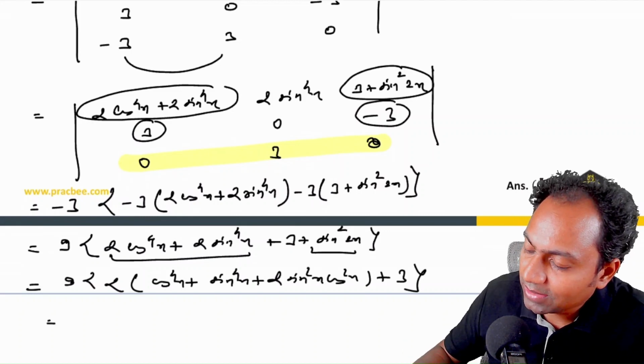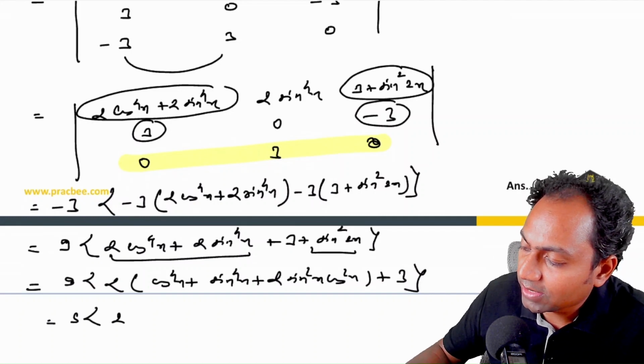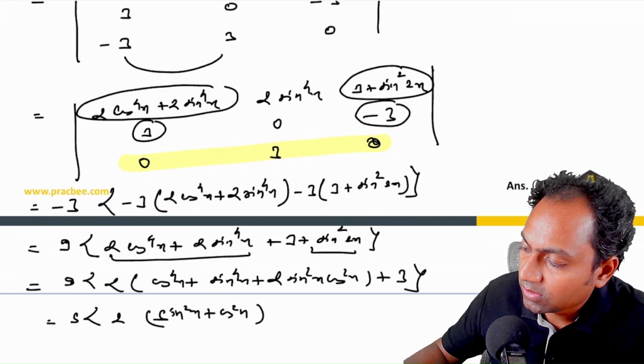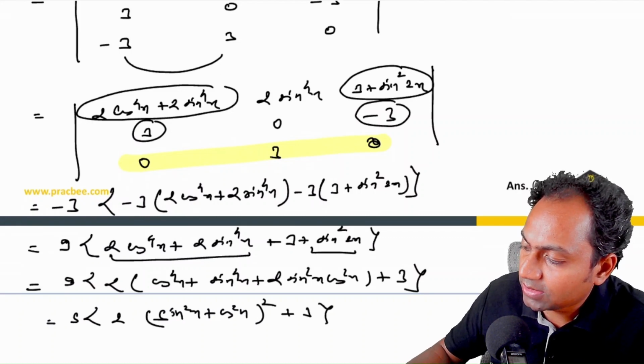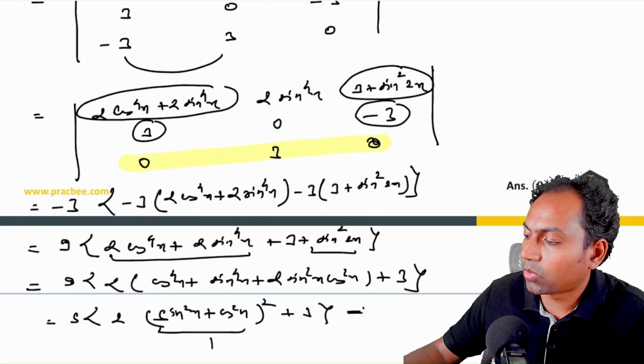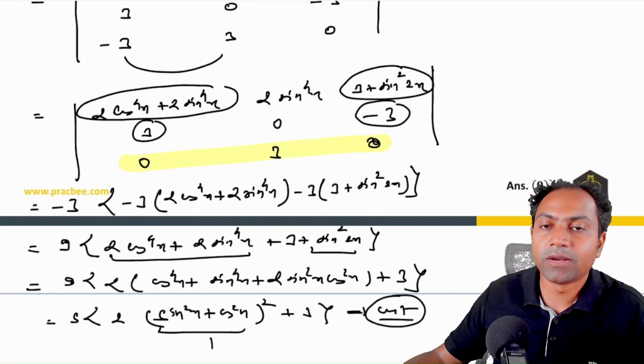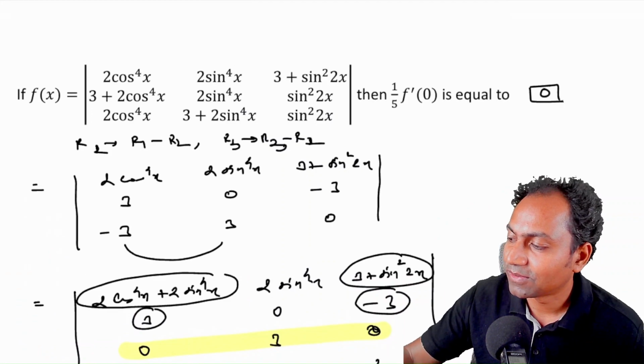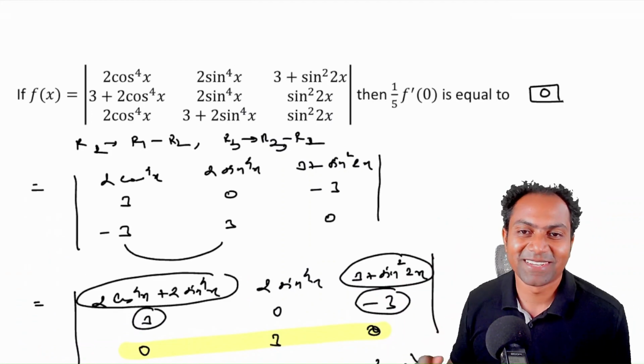If you do that, now without even differentiation we'll get the answer, because this is nothing but sine square x plus cos square x whole square plus 3. And you can see that this will become 1. So this whole quantity has become constant. And differentiation of a constant is 0. So your answer to this question comes out to be 0. So always simplify, then differentiate.